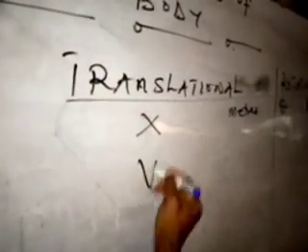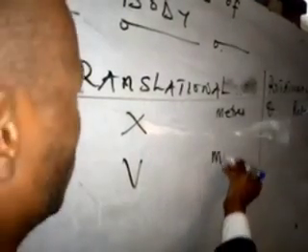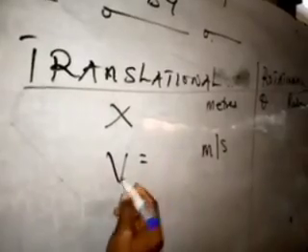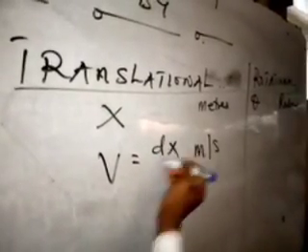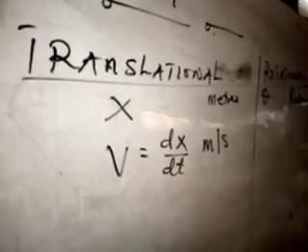So of course, another parameter we can use to describe linear motion is velocity, we know. And the unit of velocity is normally meters per second, where velocity is defined as the rate of change of displacement with time. That is dx upon dt.